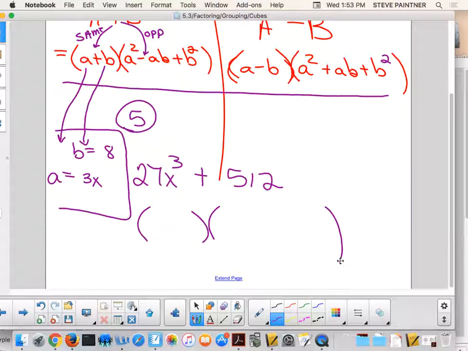A plus B, 3x plus 8, good. First term, square it: 9x squared. I always go to the last term, square that: 8 times 8, 64. Then the middle term is just A times B, so this times this, 24x, and then the sign will be the opposite of this sign.